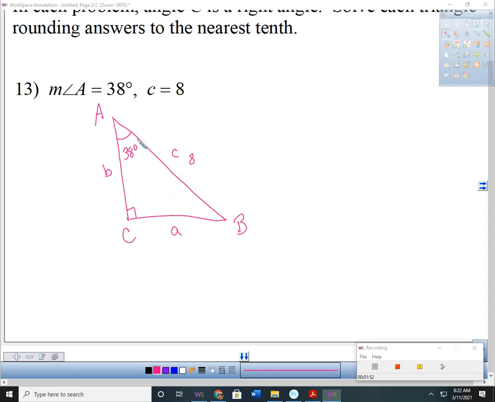So the easiest thing to find would be my angle, because I already have this one. So I know that angle, that's not an L, Weston. Angle B is equal to 90 minus the angle that I have. So I know that angle B is equal to 90, let's see, minus 30 is 60, so 52. Am I doing my math right? Okay. 52 degrees, so that's one thing that I was missing.